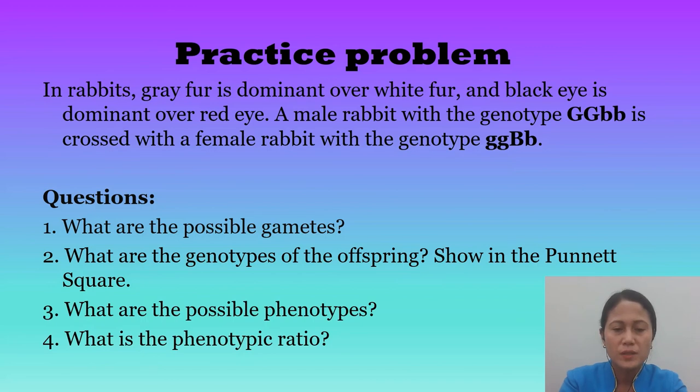So the questions are, what are the possible gametes? What are the gametes of the offspring? And you have to show this in the Punnett square. What are the possible phenotypes and what is the phenotypic ratio? So do this where you are as your practice using what we have learned in this lesson.